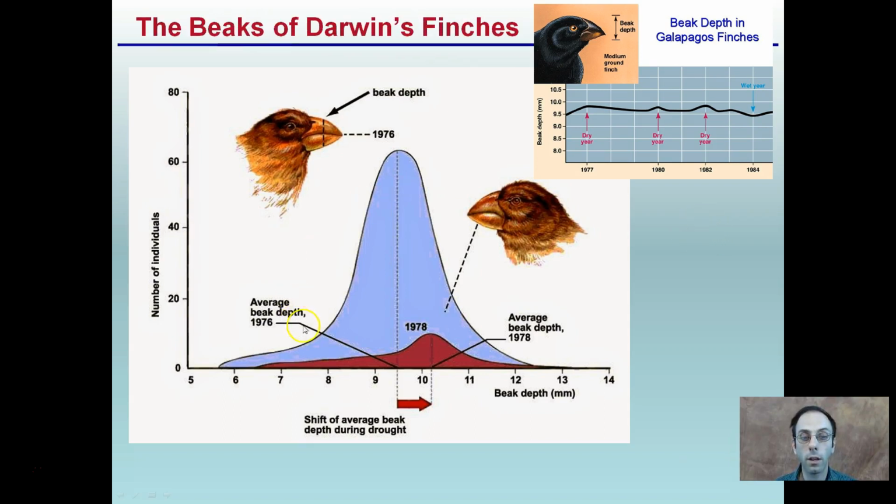This is an interesting graph here. So we have the number of individuals here on the y-axis, and here we have the depth of their beak. You see here we're measuring. So in 1976, the average beak depth, you could see here, let's say it was around 9.5. However, comparing that to 1978, notice the average beak depth increased to just a little over 10. This is millimeters. There's a shift in the average beak depth, due to a drought. So this environment is influencing some of this.